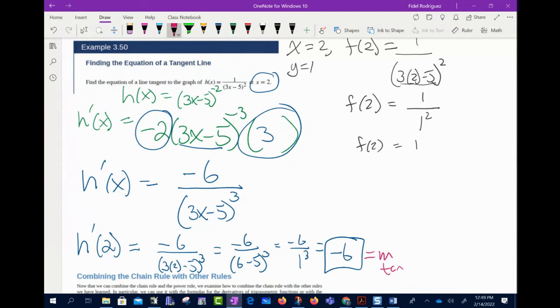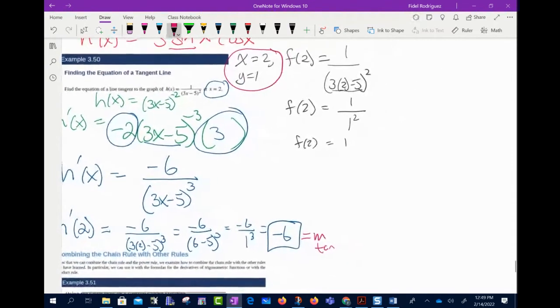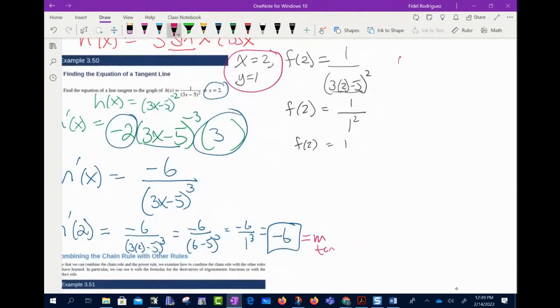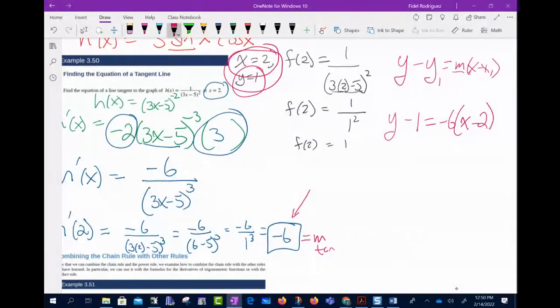Remember, y'all, here's the point that we have. When x is 2, y is equal to 1. Okay? So all I'm going to do right here is write down my equation: y minus y1 equals m times x minus x1. And I'm just going to plug my numbers in. So y minus, the y value we had was 1, equals m, which we just found to be negative 6, times x minus the x value that we had, which was 2.